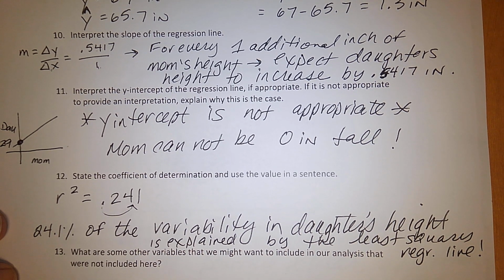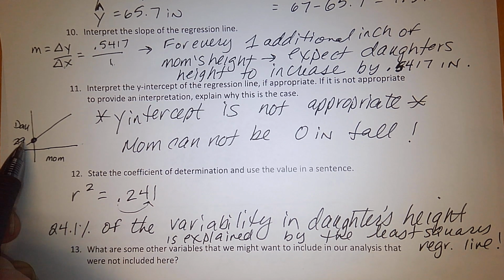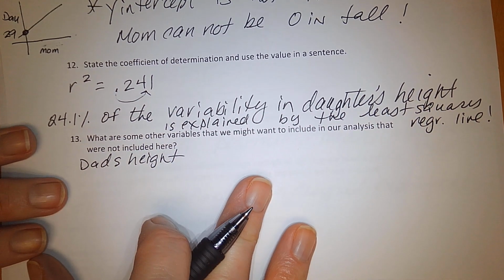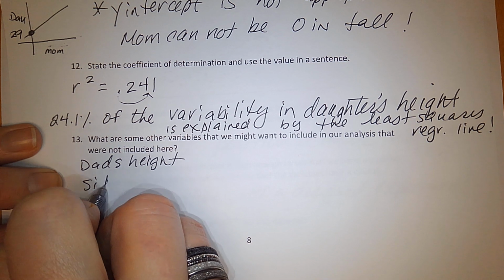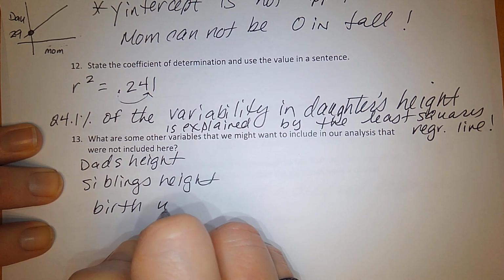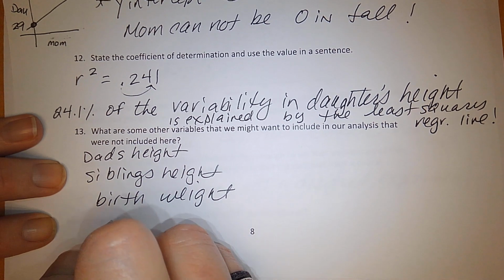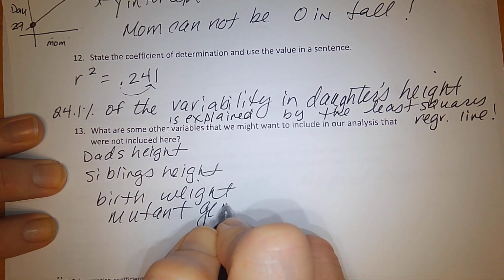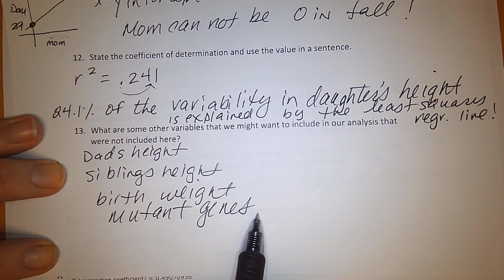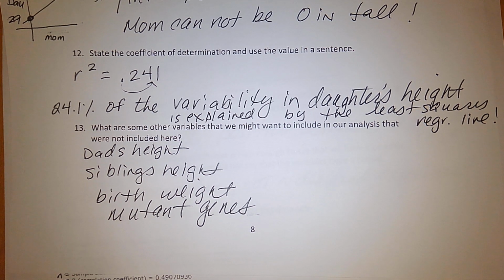What are some other variables that we might want to include in our analysis that obviously were not included here? In other words, what are some other predictors of what the daughter's height is going to be other than just what the mom's height is? Well, dad's height, that would be one. What are some other ones you can think of? Siblings' height, birth weight, any mutant genes. In other words, they can be a little person or somebody that is very, very tall in a mutancy type of way using genetics. And there's obviously lots of other ones as well. Let's see how many other ones you can come up with.